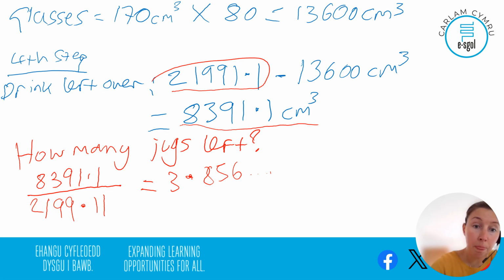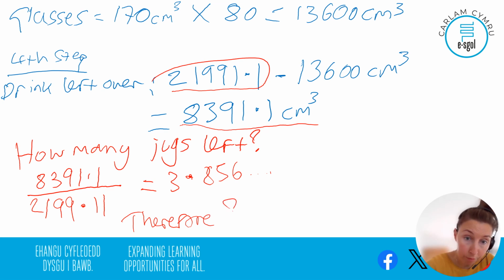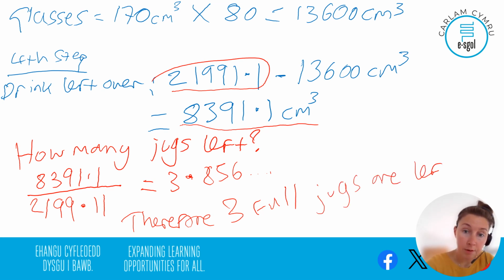Therefore, three full jugs are left. Now I know it's close to 4 jugs, but the question isn't asking that. It's asking how many full jugs are there. So then your answer is 3. And that's the end of that question.